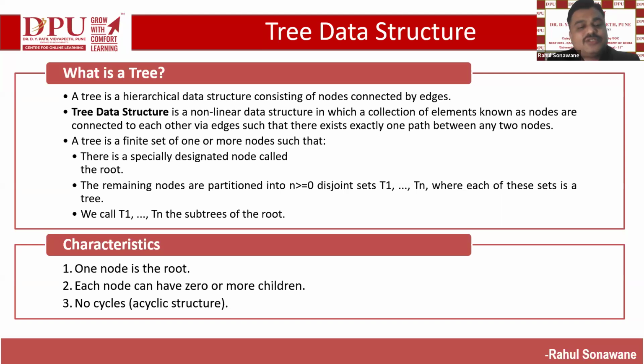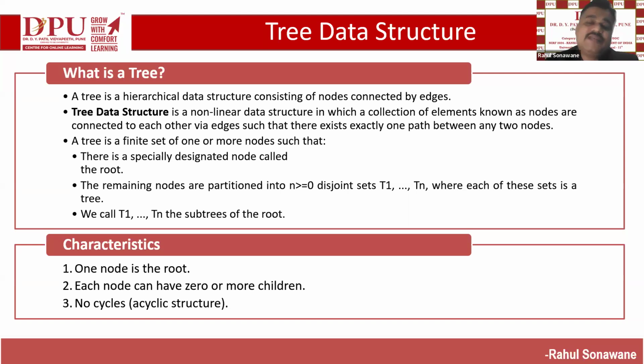And the remaining information, or you can say remaining nodes, are partitioned into n disjoint sets where n must be greater than or equal to 0. Okay, it means what? If you are having a certain number of elements or data to be stored, then there must be one starting point. We will name it a root, right? And the remaining elements will be partitioned into multiple disjoint sets. And those multiple disjoint sets can be either 0 or it can be n.